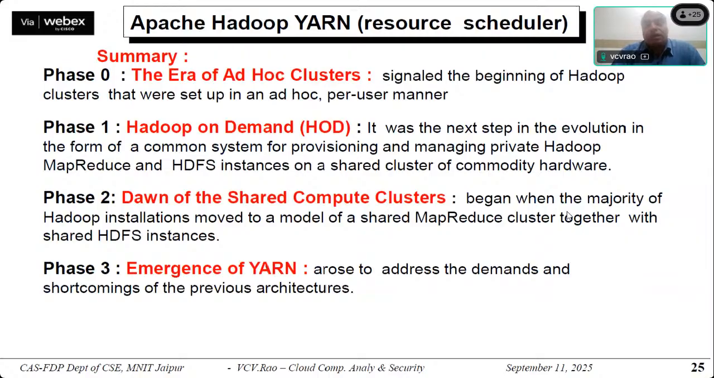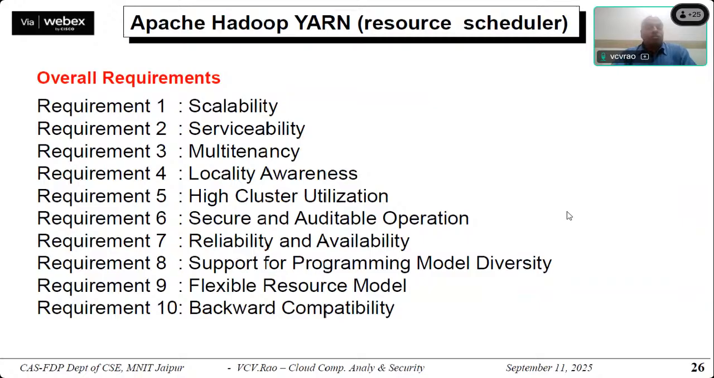Now both things come under the cloud, and that is called cloud load scheduling and job management software, called CycleCloud, which we'll discuss also. Now, what are the requirements from the Hadoop side? One is scalability, and second is serviceability, multi-tenancy, locality awareness, high cluster utilization, secure and auditable operation, reliability, programming model, and compatibility. The same requirements come under high performance computing also, which we will discuss.